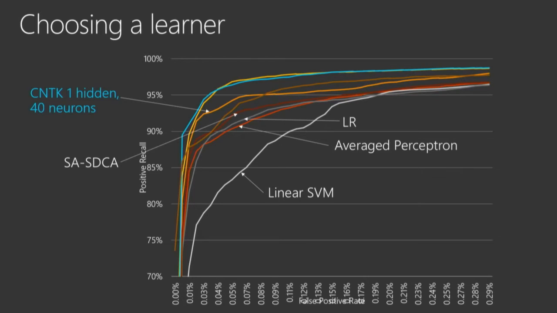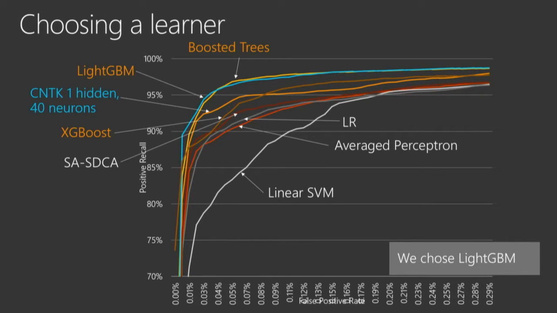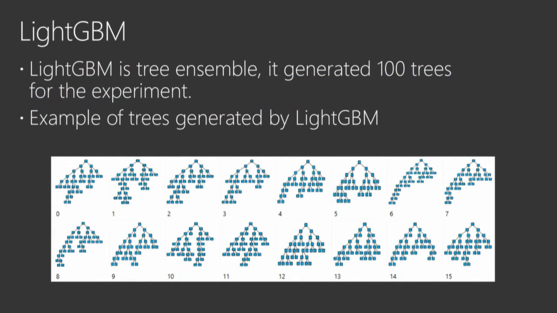Then we also tried a neural network, and lastly we tried tree-based models, like GBM. Boosted trees were actually the best, with almost the same results, so we chose LightGBM for the rest of the experiment. LightGBM is a tree ensemble. It generated around 100 trees for the experiment. For the sake of brevity in the presentation, we chose to show around 16 trees.